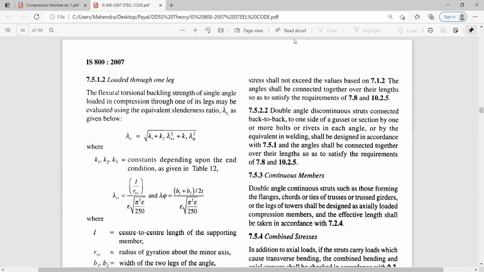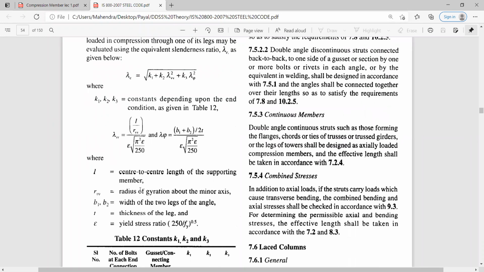See, this is your clause number 7.5.1.2. Here the formula is given for lambda e, that is k1 plus k2 into lambda vv square plus k3 into lambda phi square. And for lambda vv and lambda phi, you have the formula L upon r vv divided by epsilon into the square root of pi square E upon 250. Or lambda phi is given by the formula b1 plus b2 by 2t upon epsilon into the square root of pi square E upon 250. Here L is nothing but the center to center length between the supporting members.